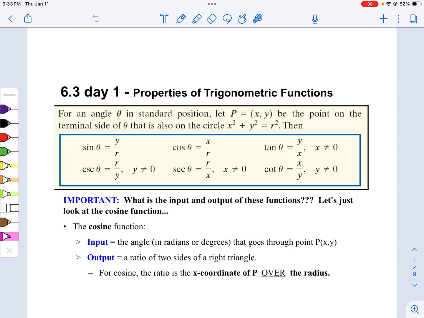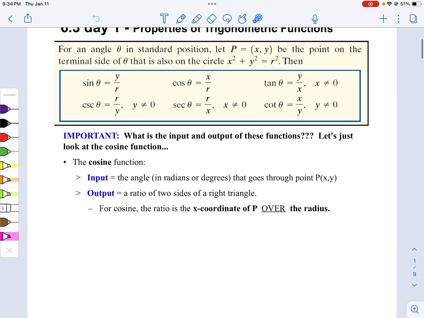Today we're going to take a look at section 6.3 day 1, which is properties of trig functions. So this table up top should be familiar. This is what we've been using the last 2 days to find values for sine, cosine, secant, cosecant, tangent, and cotangent. So these ratios should look familiar.